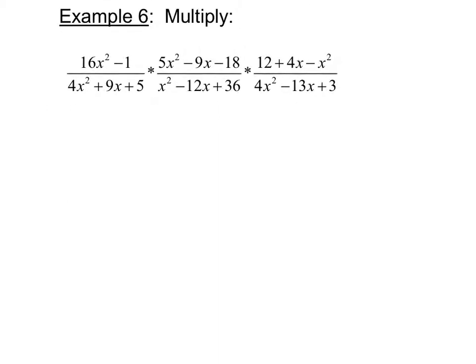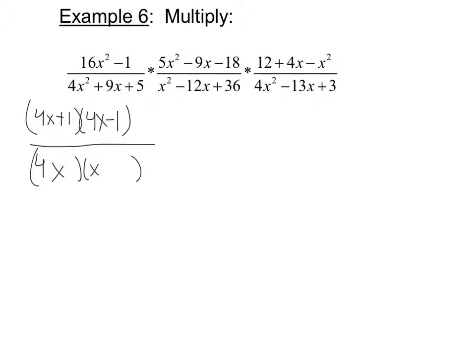Again, a lot of factoring here. So difference of two perfect squares, so it's 4x plus 1, 4x minus 1. Over multiplies to 20 and adds 9, 5 and 4. So you have 4x and x. This is going to be plus 5. This is going to be plus 1.